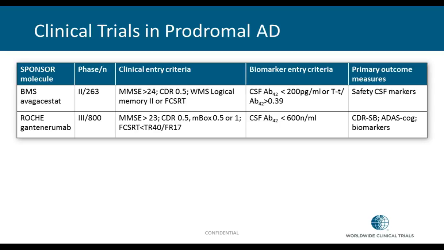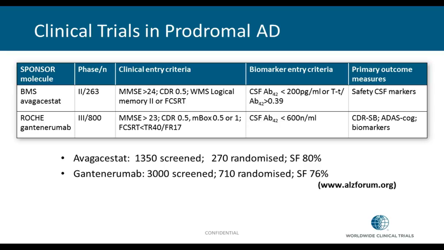That's why prodromal clinical trials are very, very difficult to perform, because it's very difficult to have a patient in a clinical study who has progressive memory decline confirmed by objective tests and at the same time has positive biomarkers. There are only 2 clinical trials so far done exclusively in prodromal Alzheimer's disease in phase 2 and 3. You can see here these two studies with the clinical entry criteria, biomarker entry criteria, and primary outcome measures.